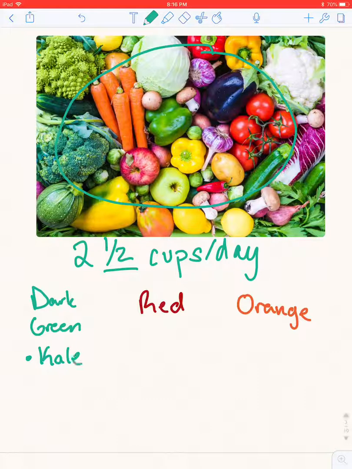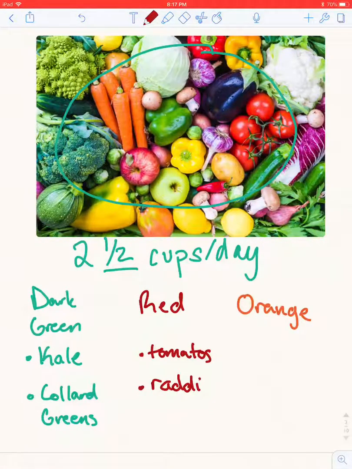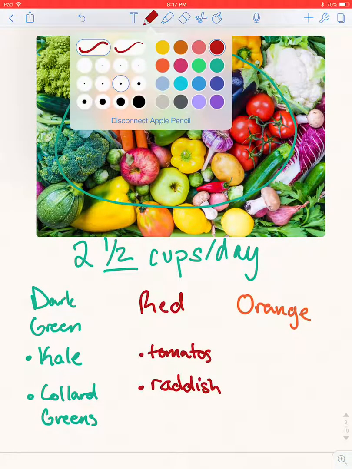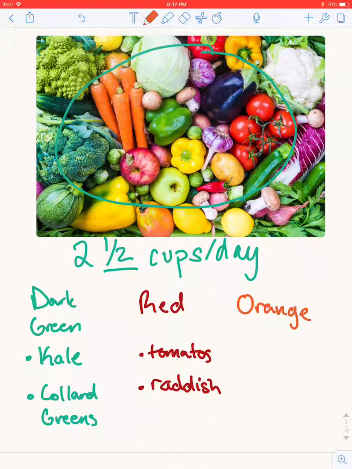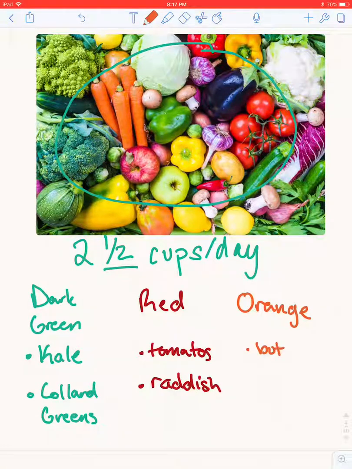This is what I came up with. For dark green, I thought of kale, and I also thought of collard greens. For red, I immediately thought of tomatoes, and I also came up with radish. Orange is a little bit harder, but I thought of butternut squash, and of course, orange bell peppers.